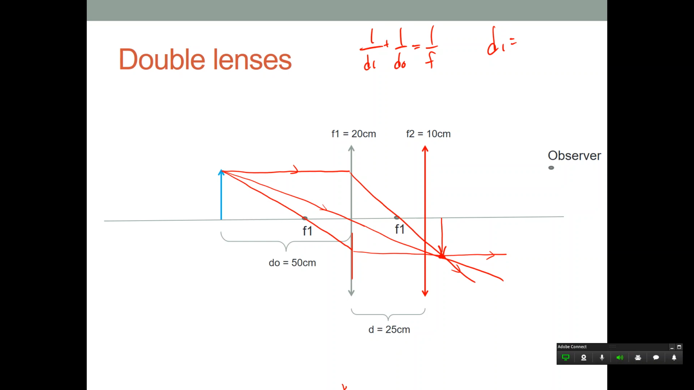So I'll write down the numbers while you guys are doing it. 1 over di is equal to 1 over f minus 1 over do, which is 50 centimeters, and f is 20 centimeters. You guys expect a positive number or a negative number? Positive, because we said it's a real image, right? You guys got 33.33?